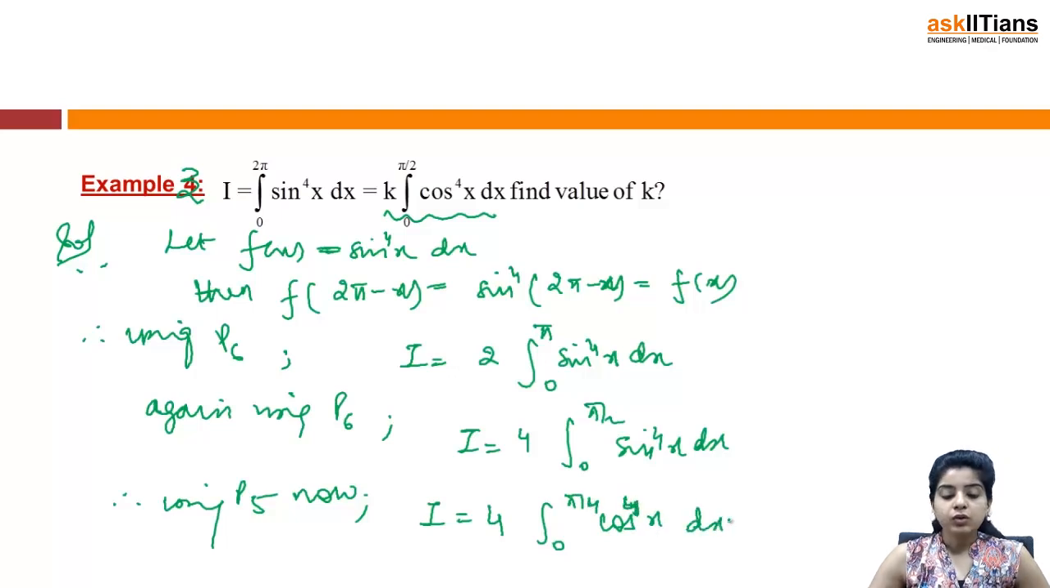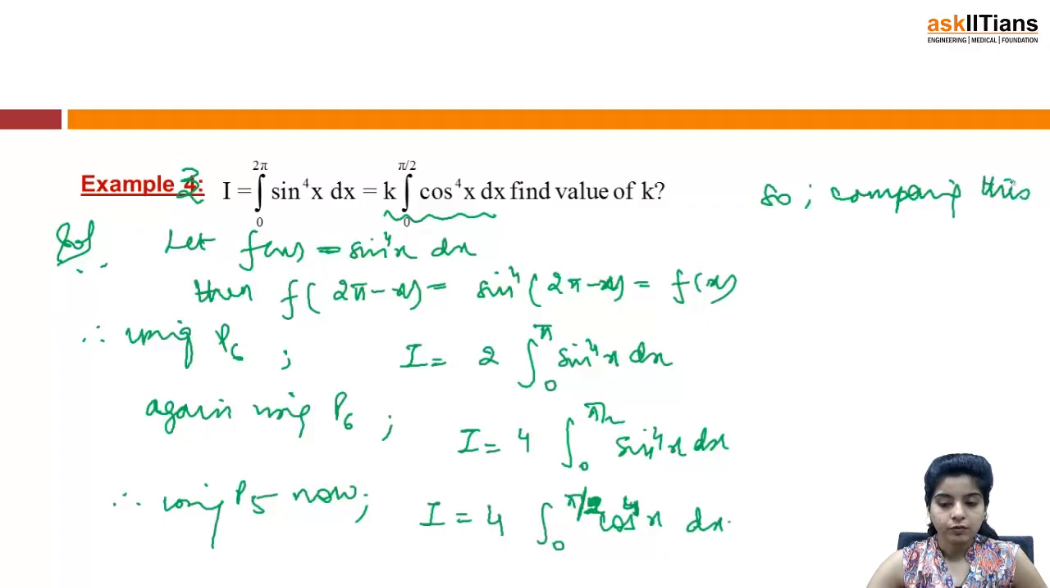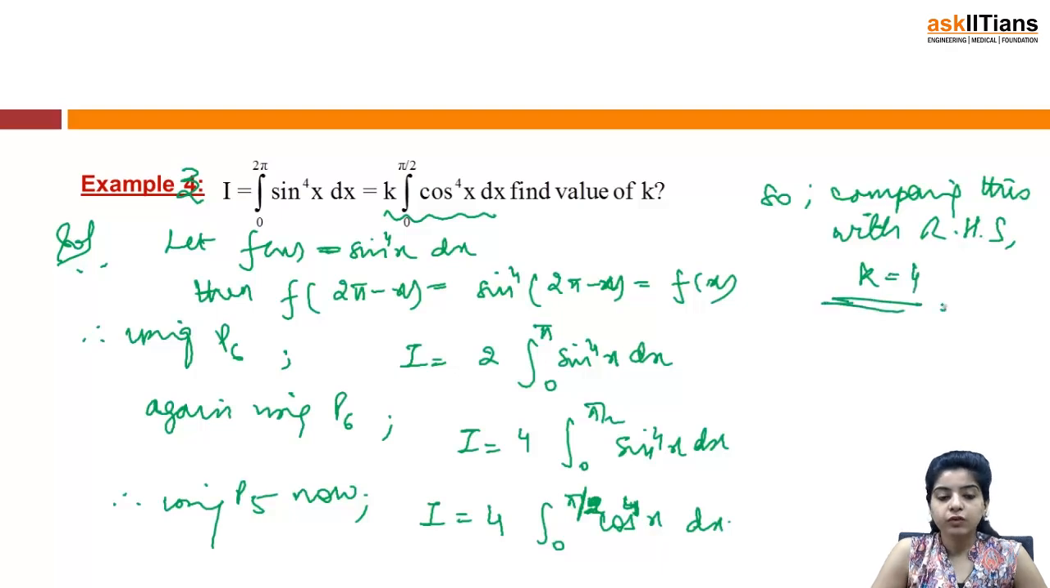Right? So I have I as 4 times the integral from 0 to pi by 2 of cos 4x dx, and my RHS is k times the integral from 0 to pi by 2 of cos 4x dx. So comparing this with RHS, you have the value of k as 4 and therefore your answer is 4.